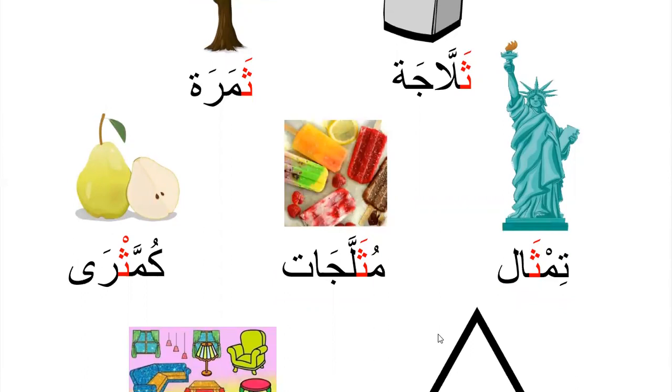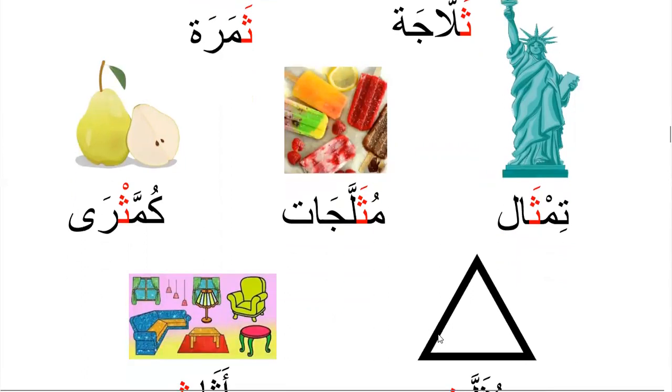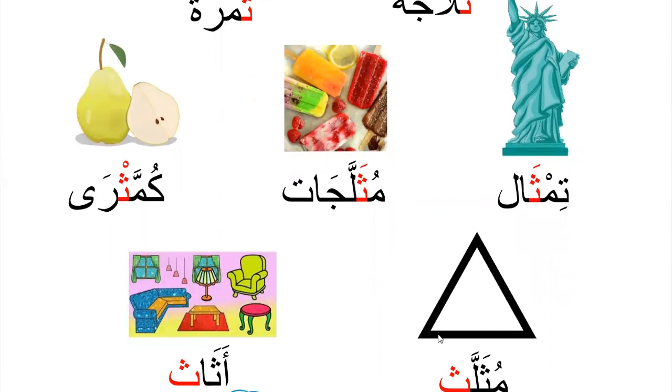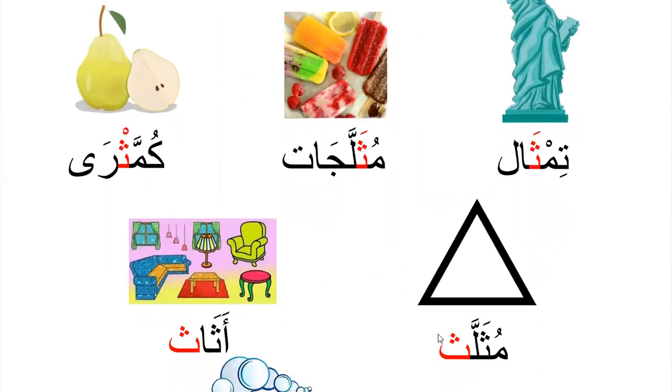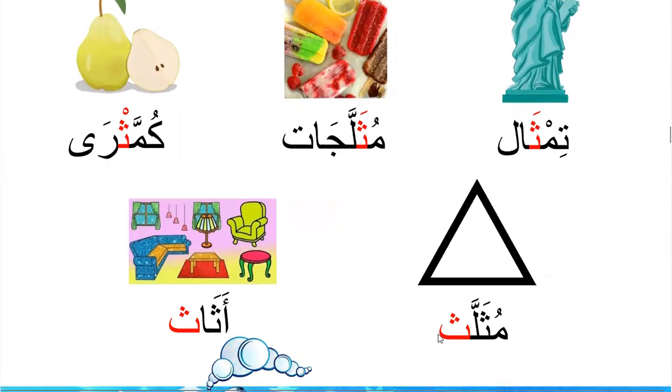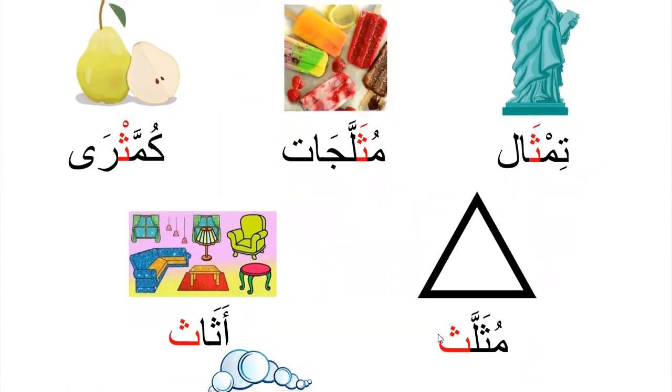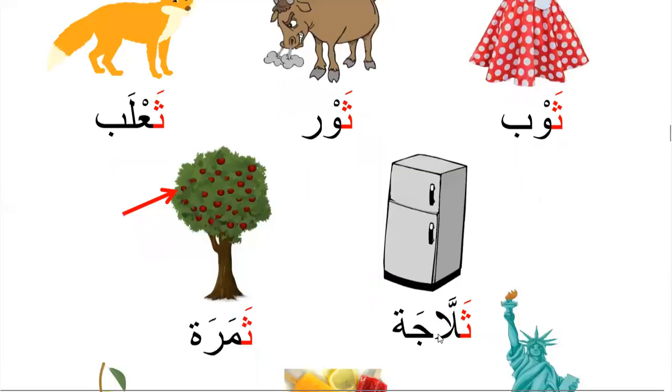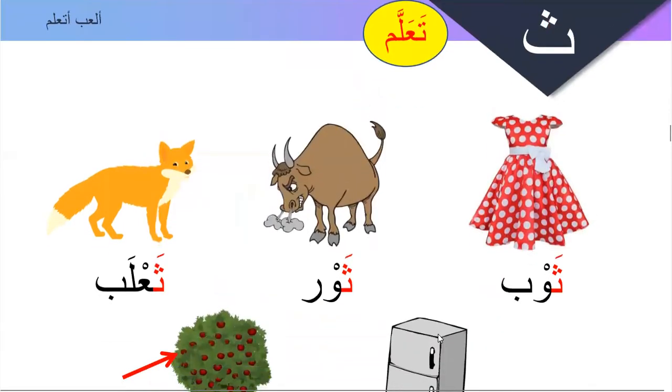Kumathra. Pear. Okay. Muthallath. Triangle. Good. Athath. Furniture. Athath means? Furniture. Good. Rian.